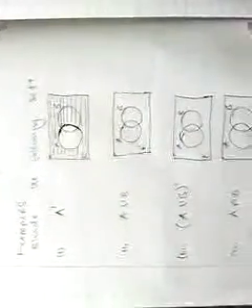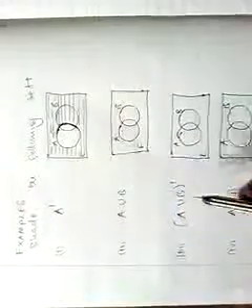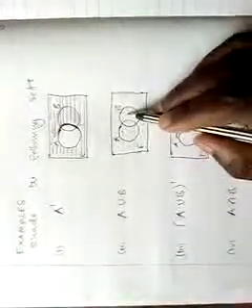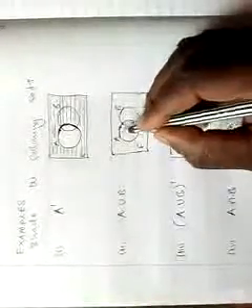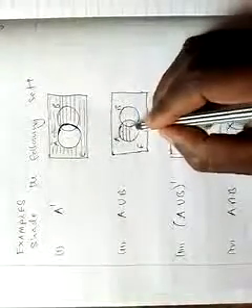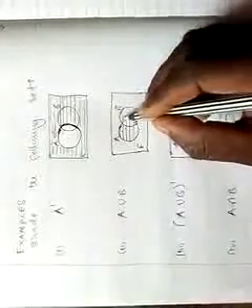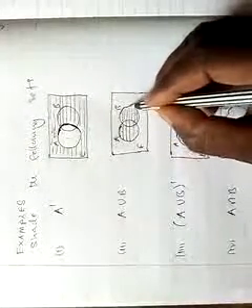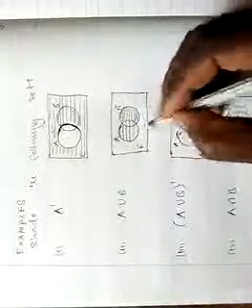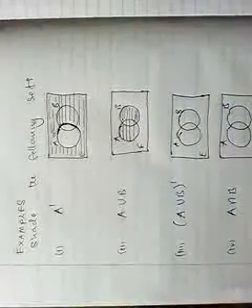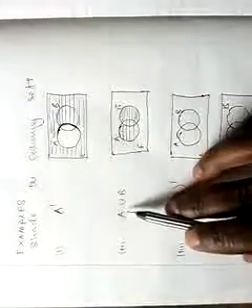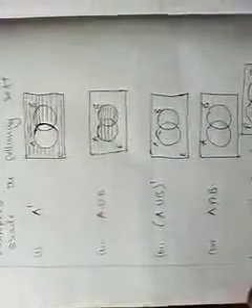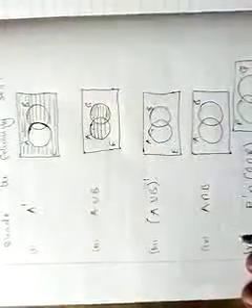Then the next one is A union B, meaning shade everything of A and everything of B. So here we are going to shade everything in A and everything in B. So this is how we are supposed to shade. So this is it, shade A union B. This is the union.